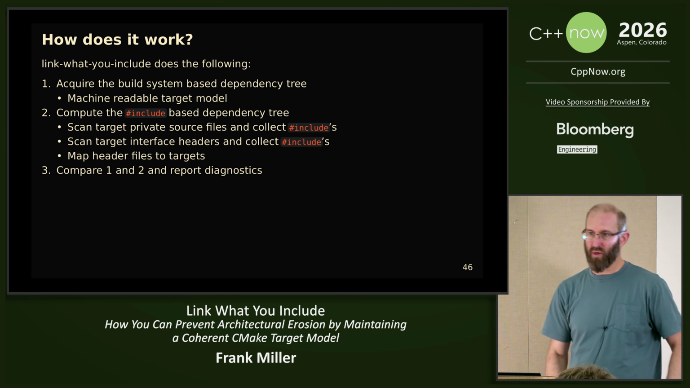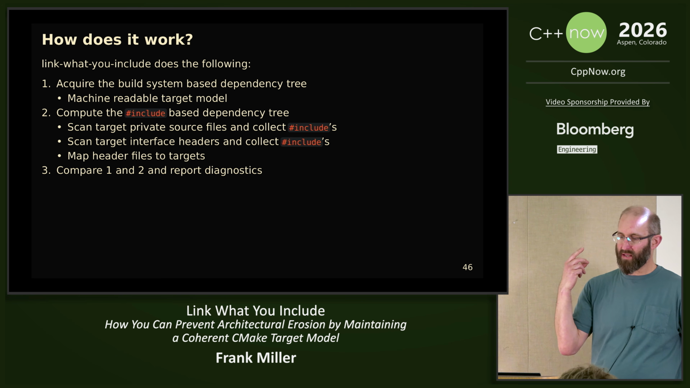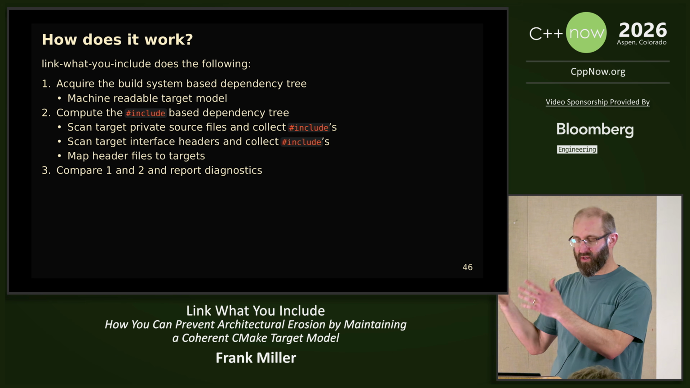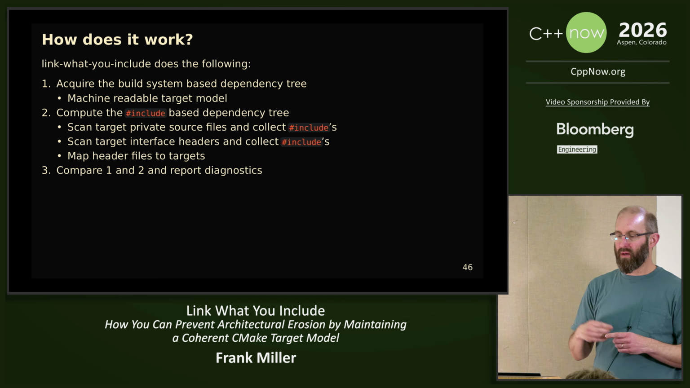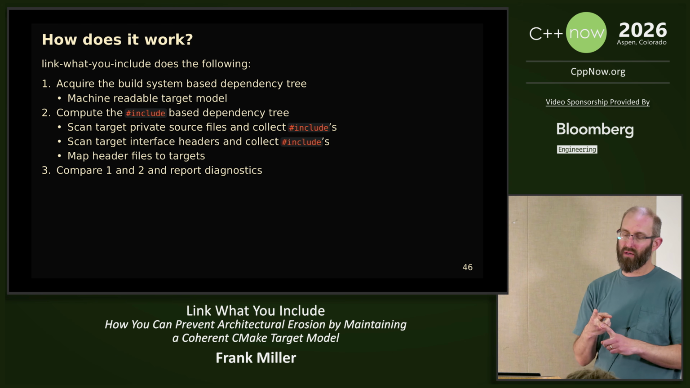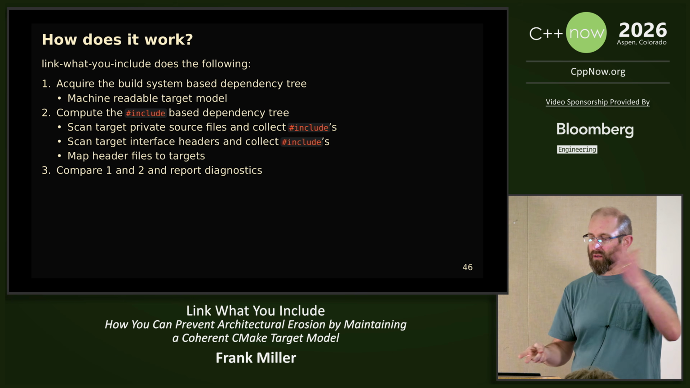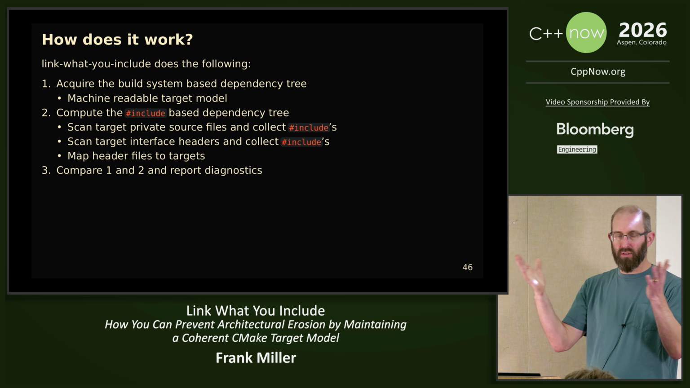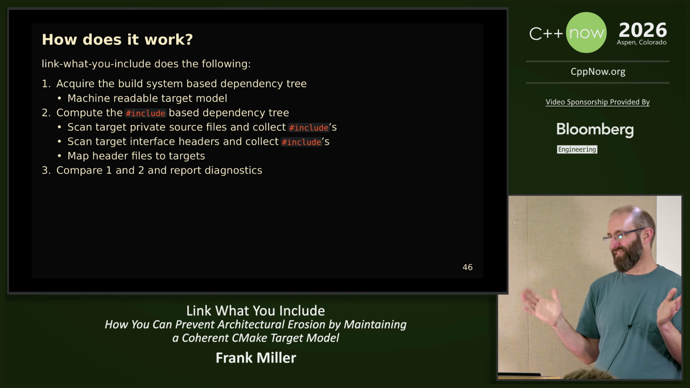Okay, how does this work? Link what you include does the following. It does three things. It has to acquire the build system-based dependency tree. And for that, I have a machine. We need some way to read the target model, get it from CMake somehow, and read it. So now we've got the build system-based dependency tree, and then we need to compute the include-based dependency tree. So we're going to scan the source code, find the includes, map those headers to their corresponding targets, and now we have the include-based dependency tree. And once we have those two trees, they should be equivalent. So we just compare the two and report diagnostics. It's really actually not that complicated.